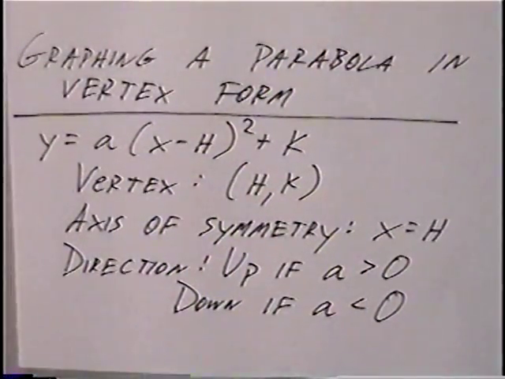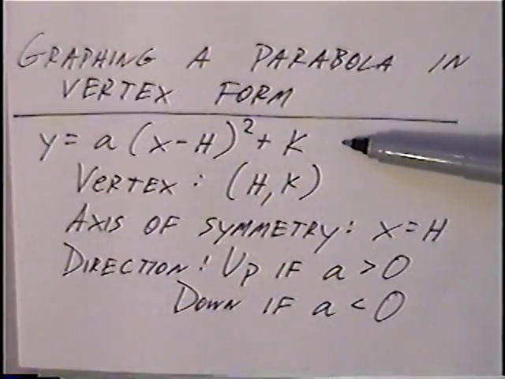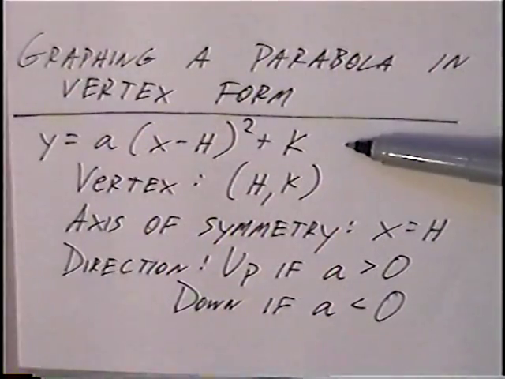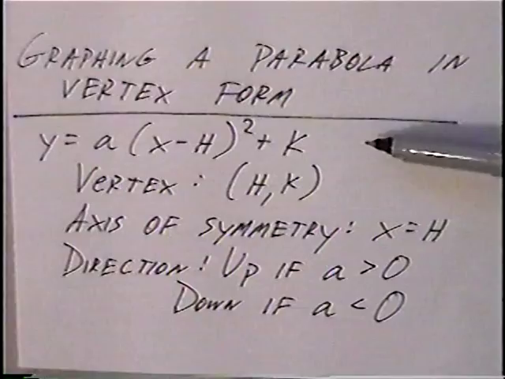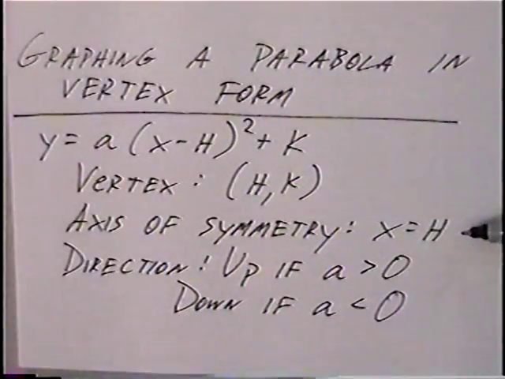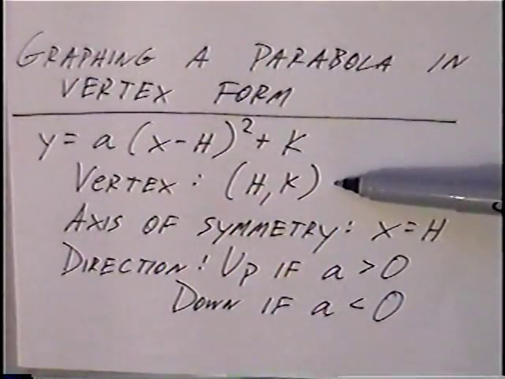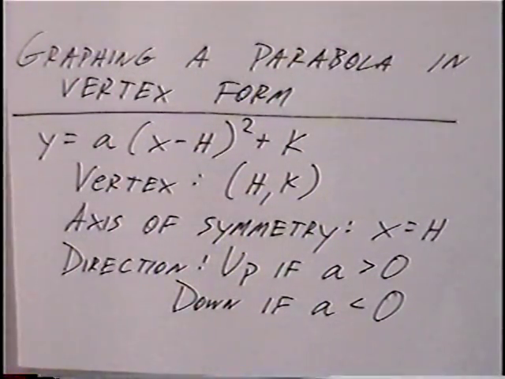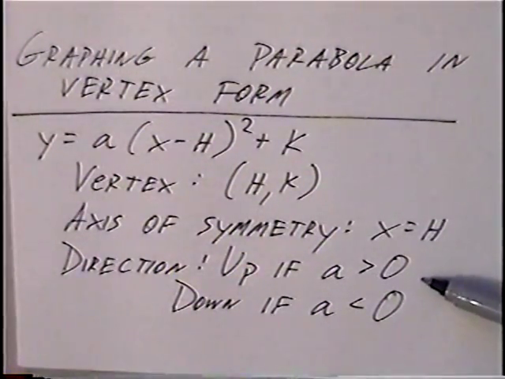Graphing a parabola in vertex form. The vertex form equation is y equals a, and inside parentheses x minus h, squared, plus k. From the vertex form, we can find the vertex, axis of symmetry, and direction. The vertex is the coordinates h comma k. The axis of symmetry is x equals h, and the direction will be up if a is greater than 0, or down if a is less than 0.